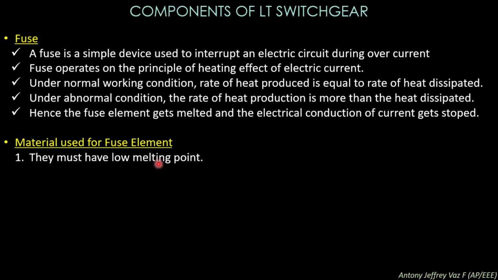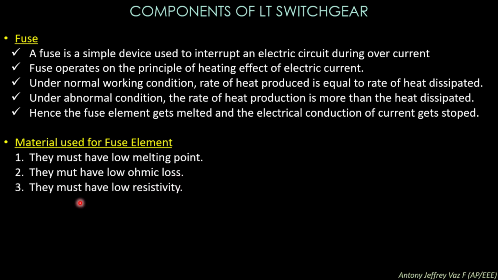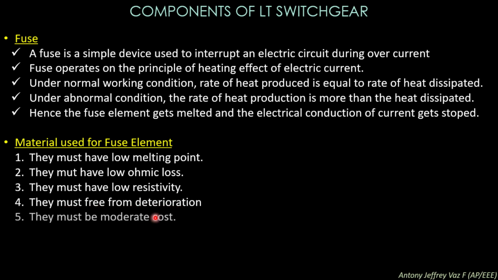Materials used for fuse element. They must have a low melting point. Fuse material must have low ohmic loss. They must have low resistivity. Fuse element must be free from deterioration, and it must be of moderate cost. So these are all the properties of materials which are used as a fuse element.